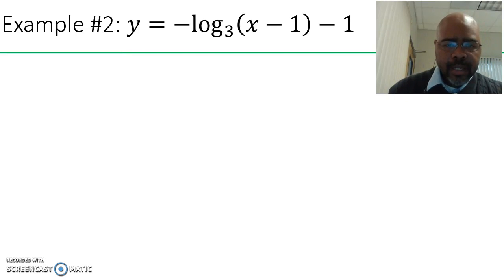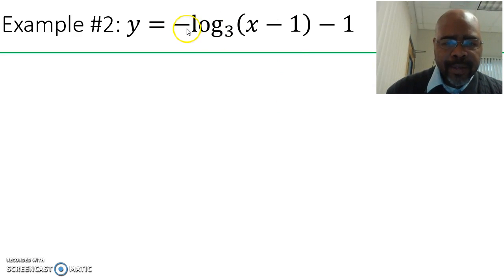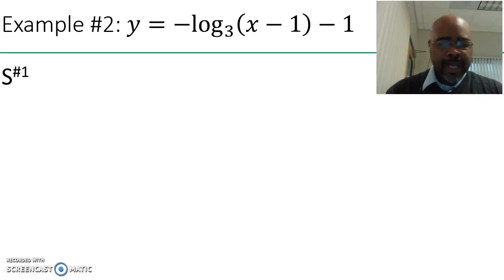So now my second example is negative log base 3 of x minus 1, plus 1. Now, look at this thing right here. We have an a right here that's already negative, so this is a good indicator that my graph is going to be a decreasing graph. So I have to flip my range on my end behavior at the end.